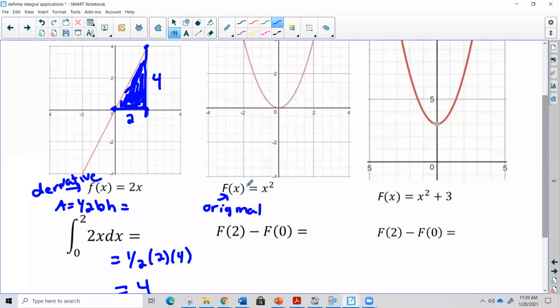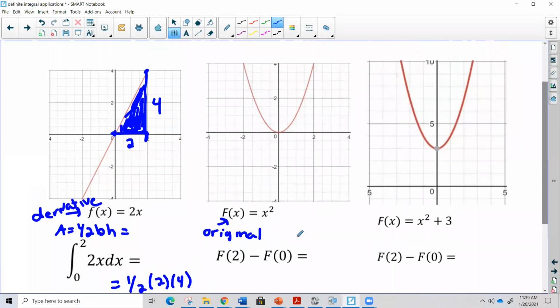Now, if I look at the original function, what we said is that this integral is the same thing as capital F of 2 minus F of 0. So it's the same thing as finding the original function and then plugging in my upper bound and my lower bound. If I check this, either by plugging my numbers into my function or looking at my graph, you'll get the same answer. F of 2, so when x is 2, y would be 4, because 2 squared is 4. And I would do minus F of 0, well, that y value is 0, or 0 squared is 0.